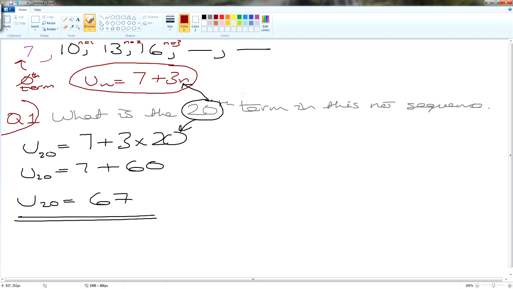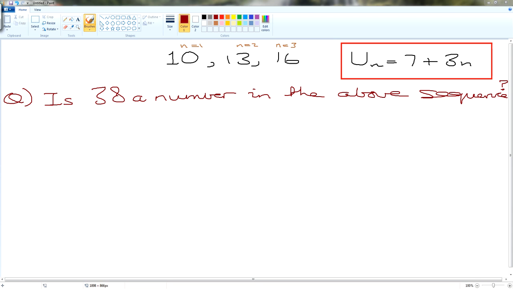Okay, here comes the next question. Okay, we need to pause a bit. So this next type of question again is another examination style question. They said, is 38 a number in the above sequence? So what do we know? We know the formula UN is equal to 7 add 3n. Now we have to start from there.